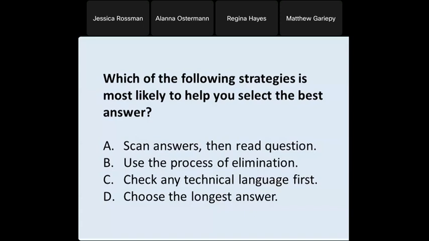All right. This time, it looks like the most popular answer is B, use the process of elimination, and just a few votes for C, check for any technical language. Good job, guys. The answer is B, use the process of elimination. By the way, did any of you use the process of elimination to answer this question? Extra points if you did. As a reminder, we recommend reading the question first and try to answer it in your mind, then read the answers provided. Also, we've said you shouldn't just look for the longest answer or the one with technical language in it.